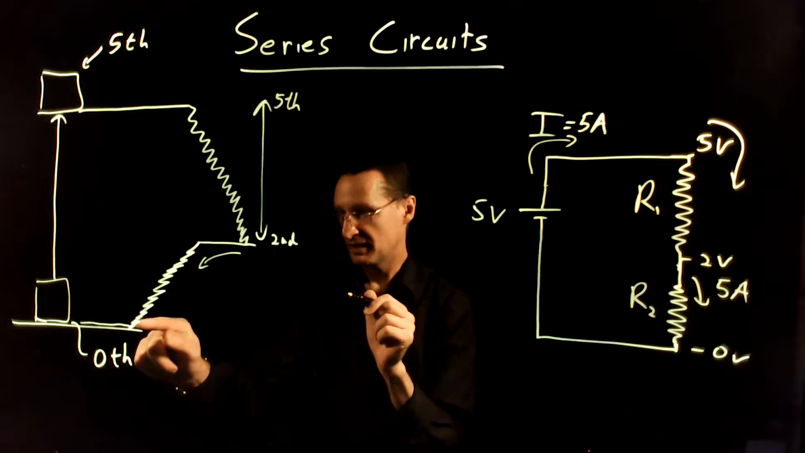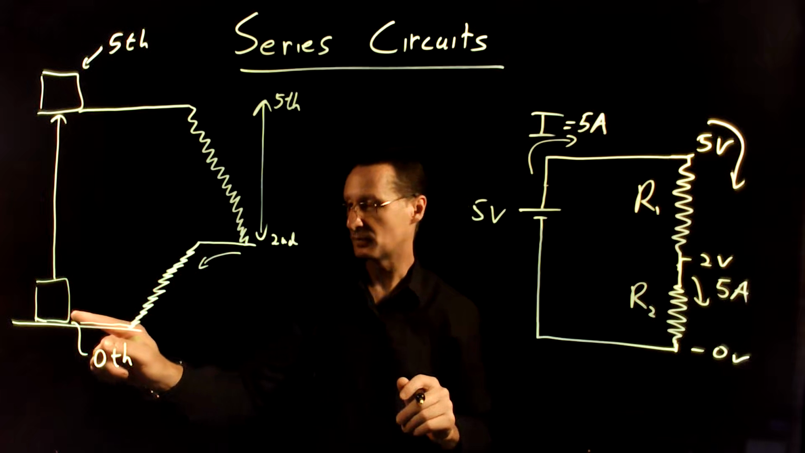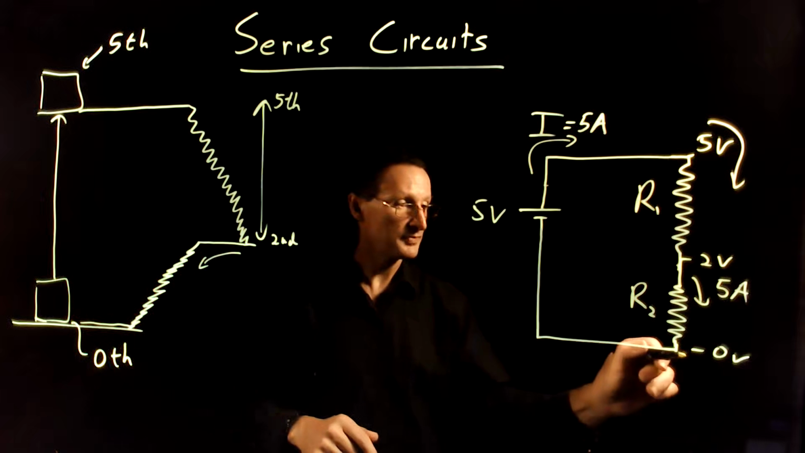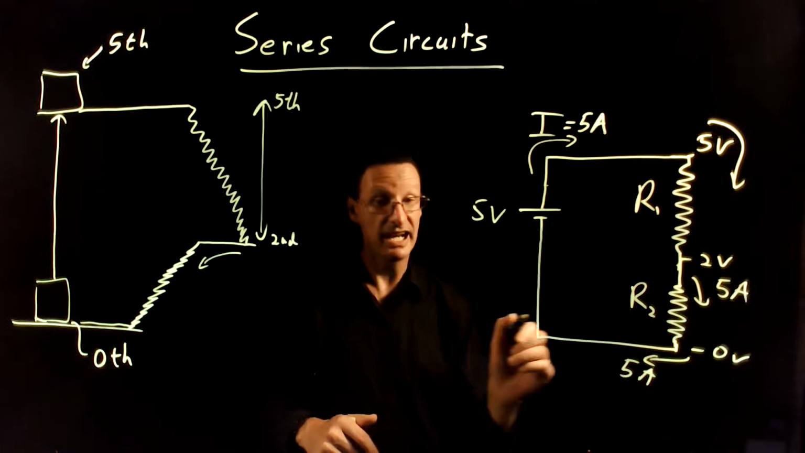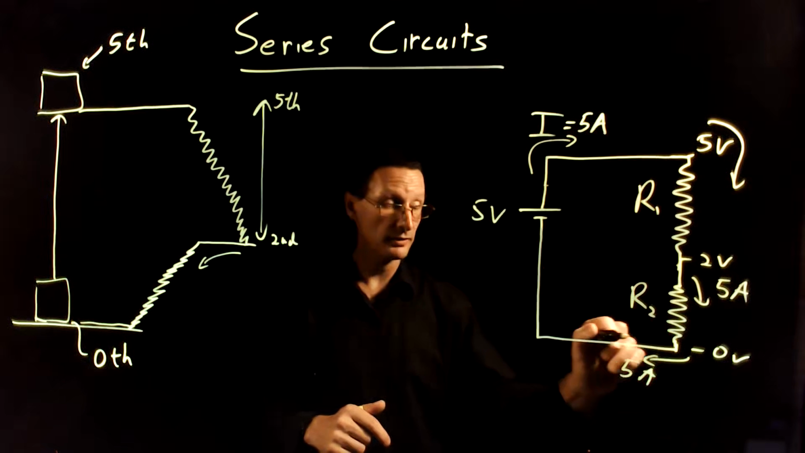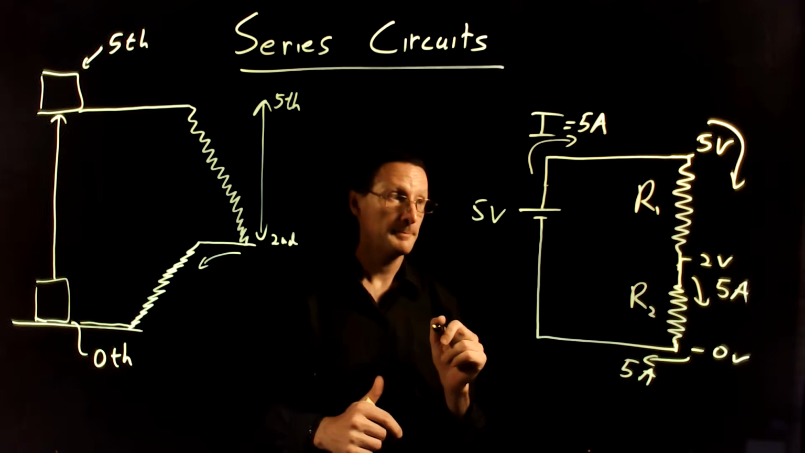5 amps has to come into this staircase here, or 5 people. Right? And then 5 people come back down at the end. That means 5 amps comes out of the bottom resistor, and then all of those charges go back into the battery there.